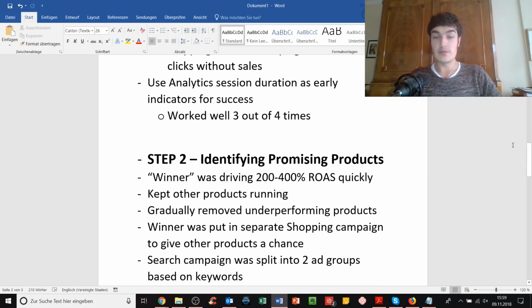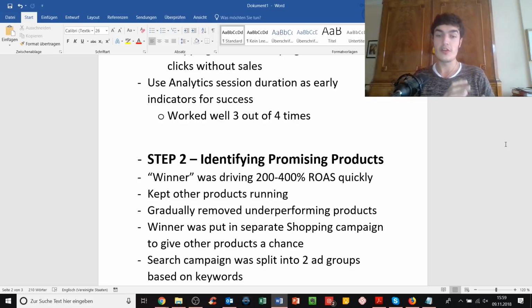The search campaign was split into two ad groups based on keywords. I realized that in the search campaign, there were two categories of search terms that people entered to get to our site. When I realized that, I split it into two ad groups so that I can talk about one of these categories directly in one of those ad groups and ads, and about the other one in the other ad group and the other ads.